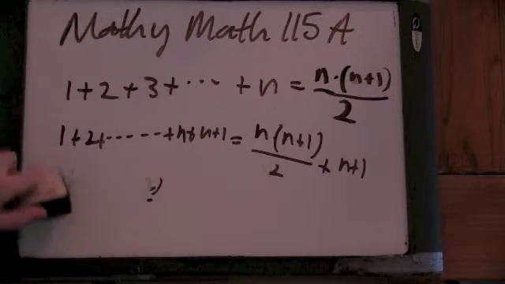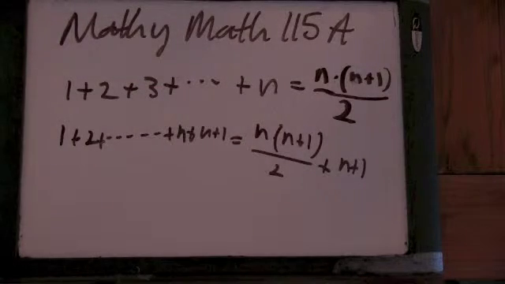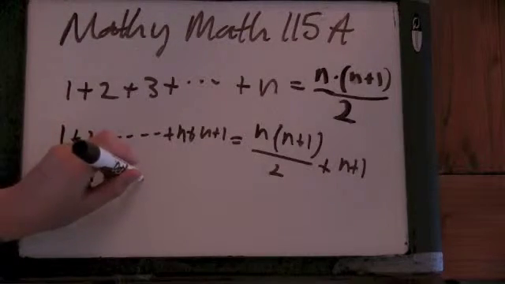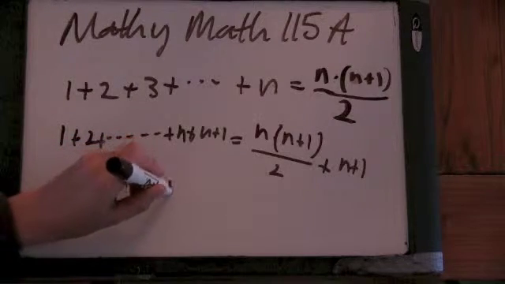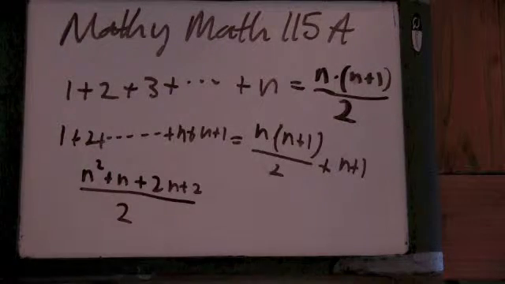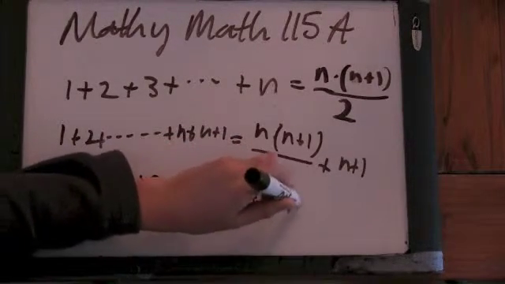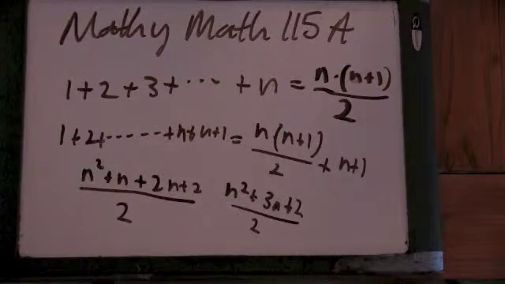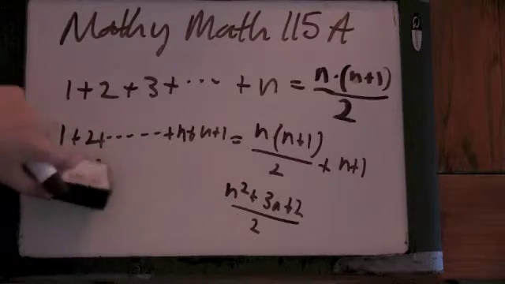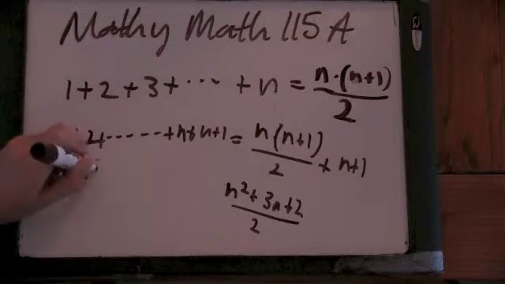Well, you can just do a bit of simplifying and multiplying. I'm going to multiply this out to be n squared plus n plus 2n plus 2 over 2. Then this is n squared plus 3n plus 2, whole thing over 2, which is n plus 1 times n plus 2. Okay, how do you know that?